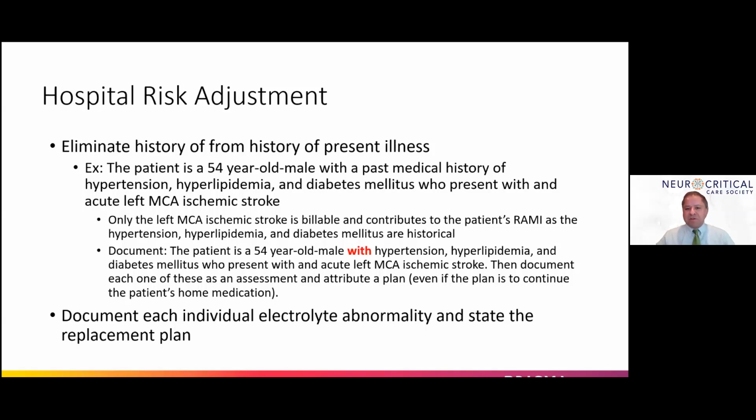Clearly, there's a difference between a 54-year-old who comes in with a stroke in comparison to a 54-year-old with hypertension, hyperlipidemia, and diabetes mellitus who presents with the same stroke. You should also document each individual electrolyte abnormality and state the replacement plan. This is something that we as intensivists often overlook in our documentation because to us, a potassium of 3.2 is not concerning, and it is just assumed that we will replace that low potassium. However, if we document hypokalemia will initiate replacement therapy, that adds to the illness level of the patient present on admission.